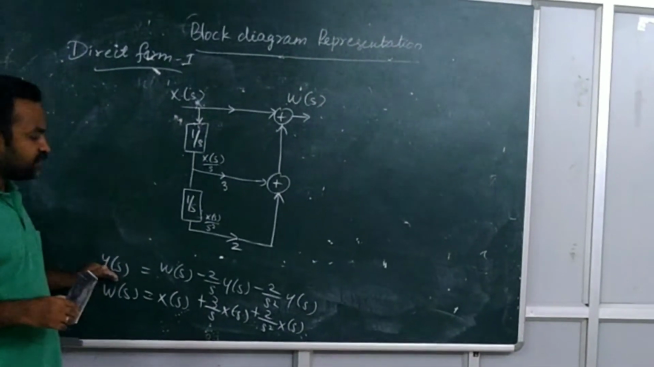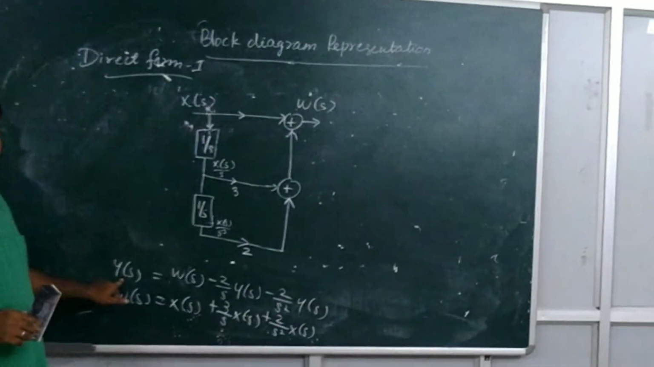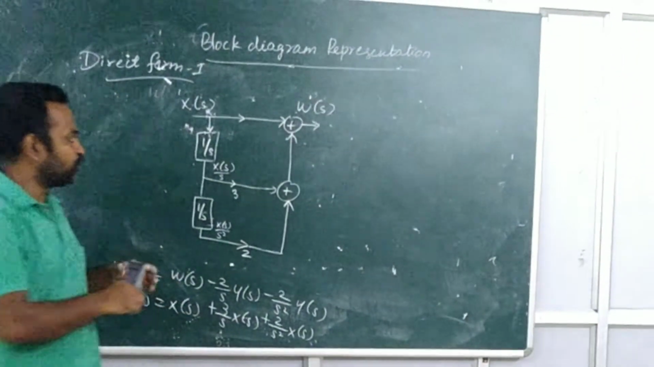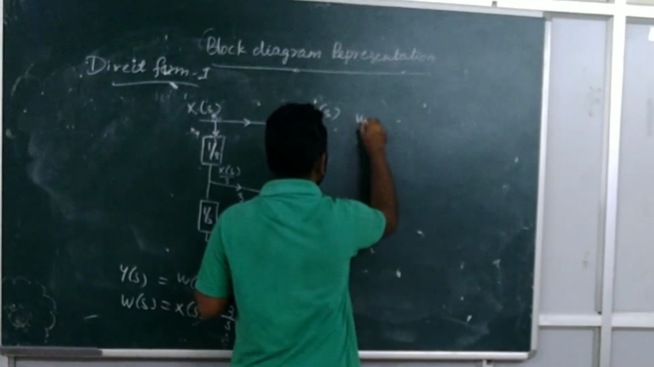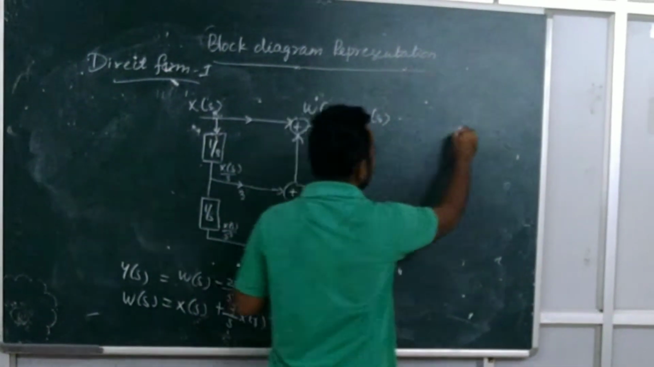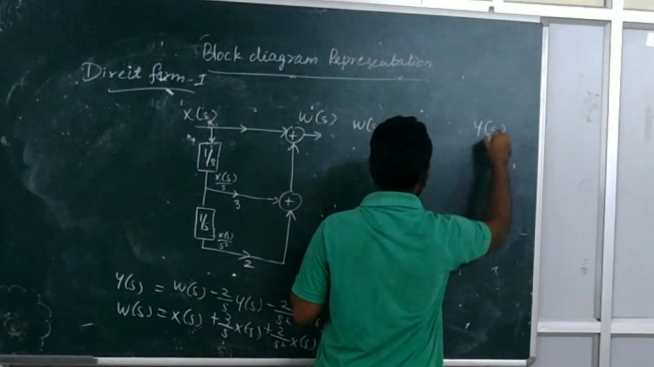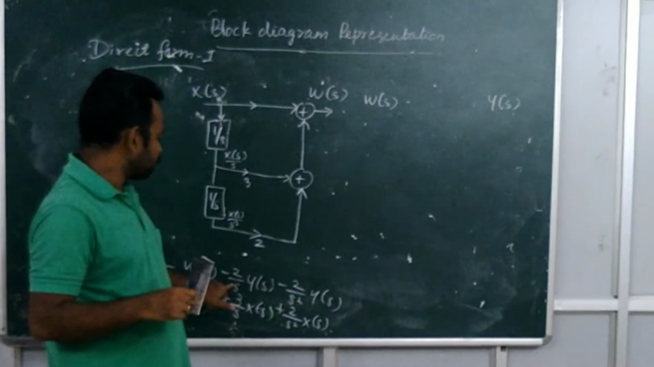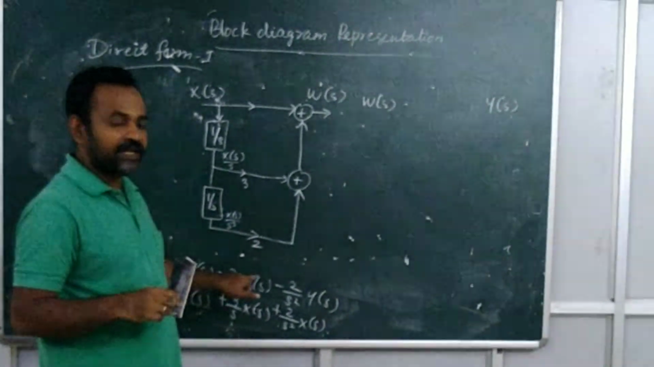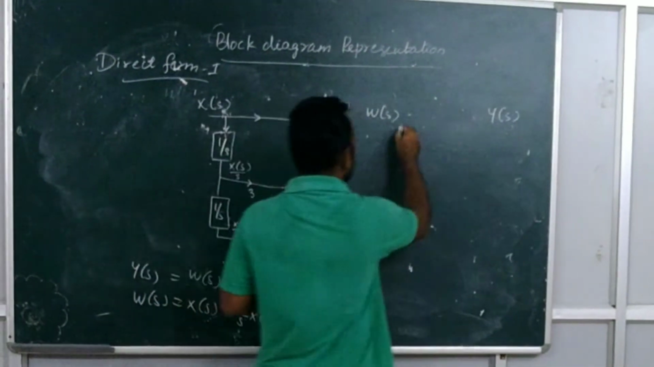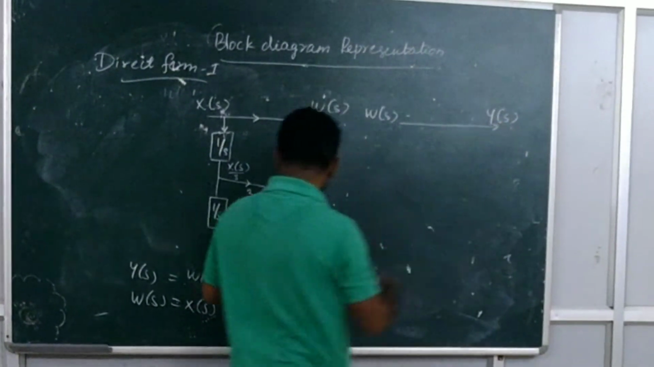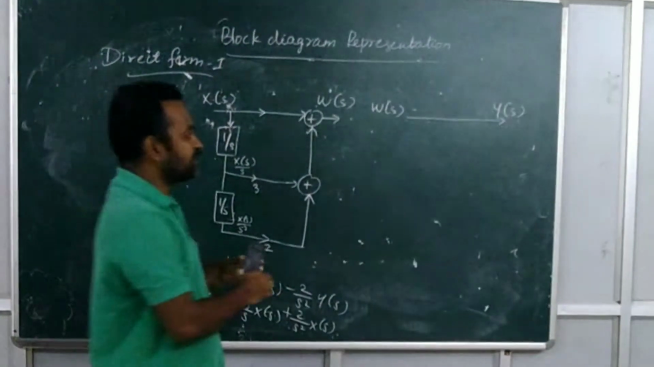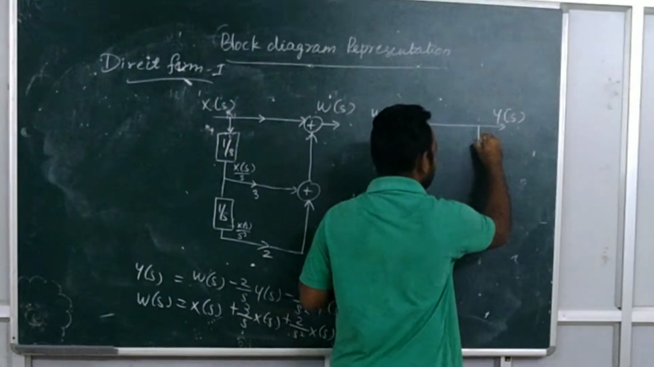Similarly, we are representing this equation. Here Y(s) is the output and W(s) is the input. So W(s) we consider on the left-hand side and Y(s) we keep on the right-hand side. Here, W(s) is directly coming, so it goes like this. And from Y(s) you are getting 1/s, so it is acting as the feedback.